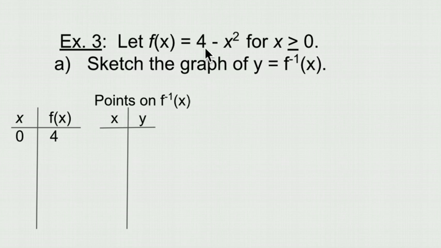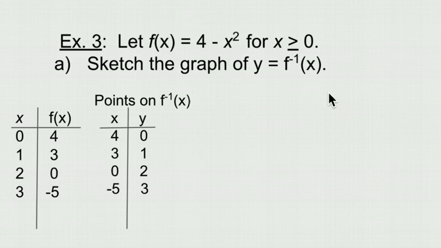When x is 0, f of x is 4. So (0, 4) is on this graph of f of x. That means (4, 0). Swapping the x and y coordinates will give me a point on the inverse function. (1, 3) is on the graph of f of x. That means that (3, 1) is on the graph of the inverse function. Notice I'm only using x coordinates that are 0 or higher. (2, 0) is on the graph of f of x, meaning (0, 2) is on the inverse function. And we knew that (3, -5) is on the graph of f of x. That means that (-5, 3) is on the inverse function.